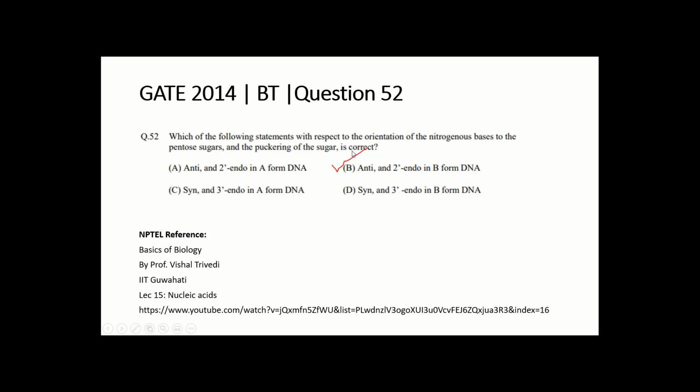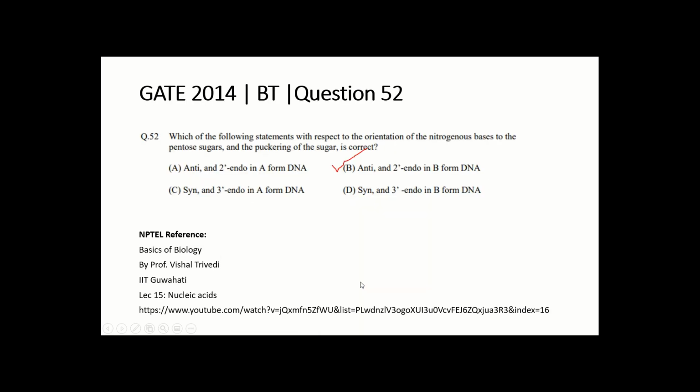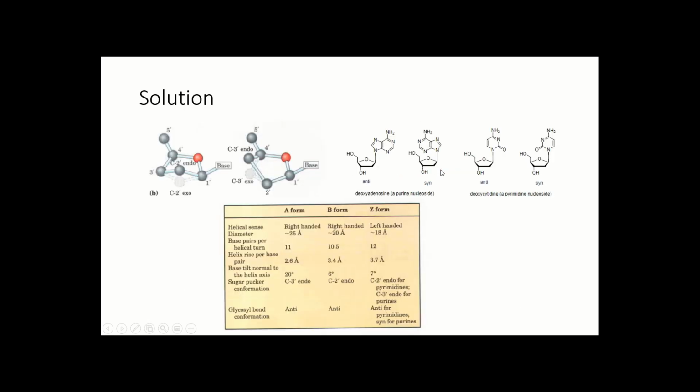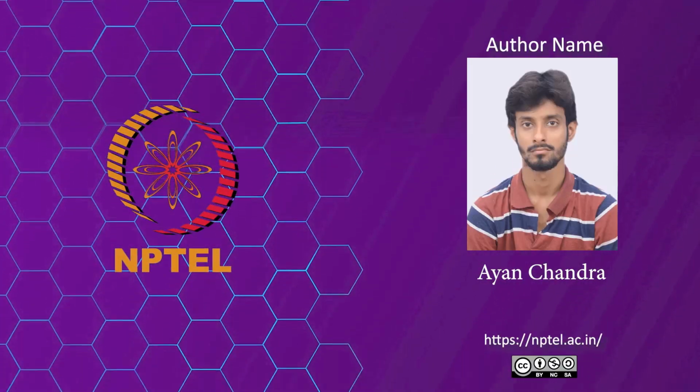Now if we consider the sugar packing, then in the A form of DNA it is C3 prime endo, and in B form of DNA it is C2 prime endo. So in option A, it is showing C2 prime endo for A form of DNA, that is wrong, and option B is showing C2 prime endo in B form of DNA. So in the B form of DNA it is C2 prime endo. So option B is correct here.